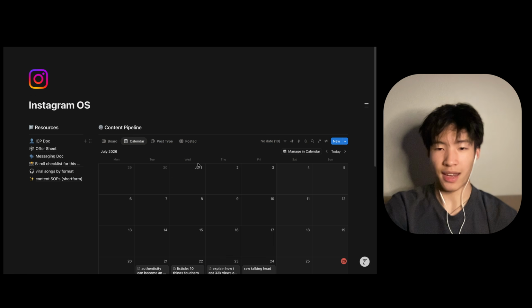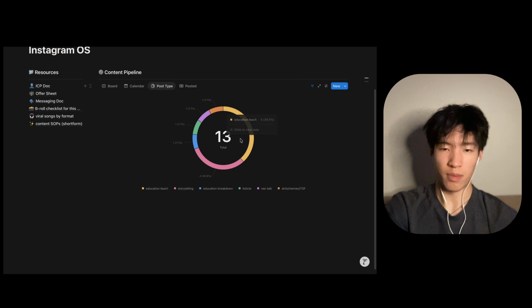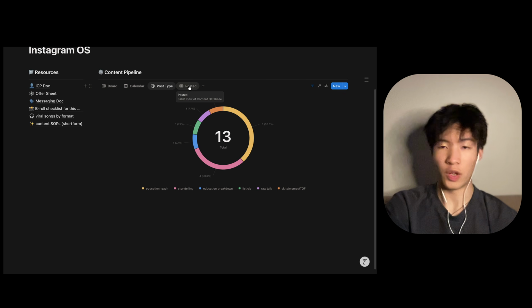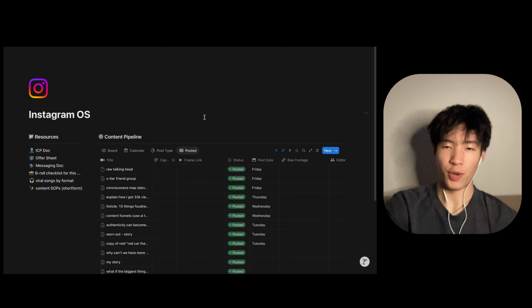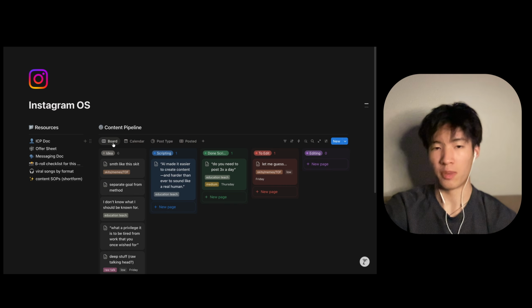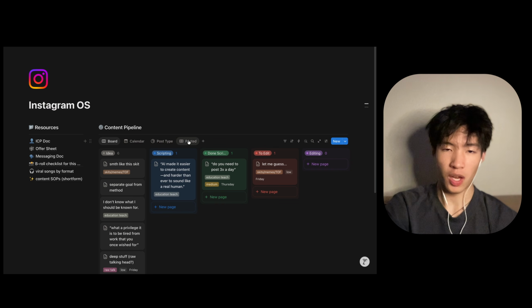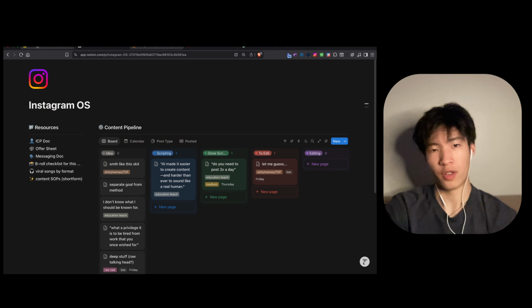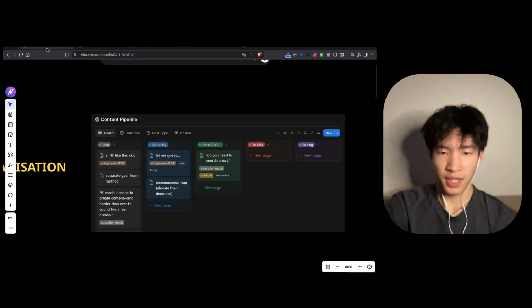And then you can see by the calendar all the things that you've posted and all the post types, so you get an idea on the ratios of what types of content you're posting in different formats. And then these are all my posted videos. Obviously I've posted way more because sometimes for my raw videos I don't actually put it onto this pipeline. But you just get an idea on how to create content, or the systems that I use to create content, which is pretty impressive.